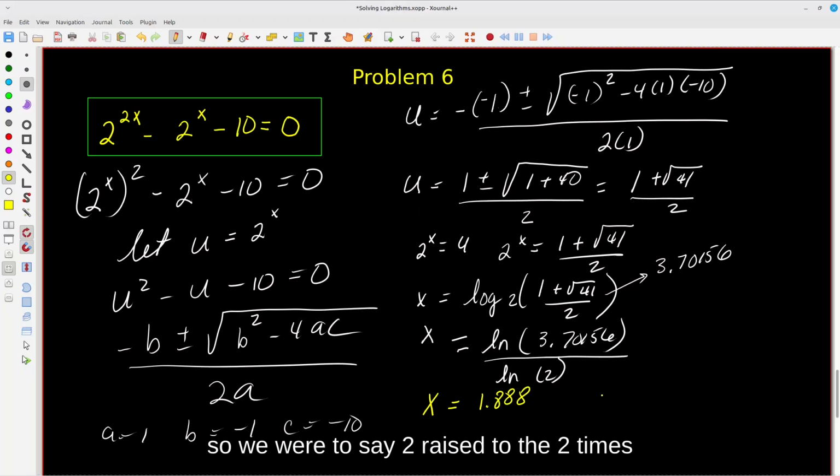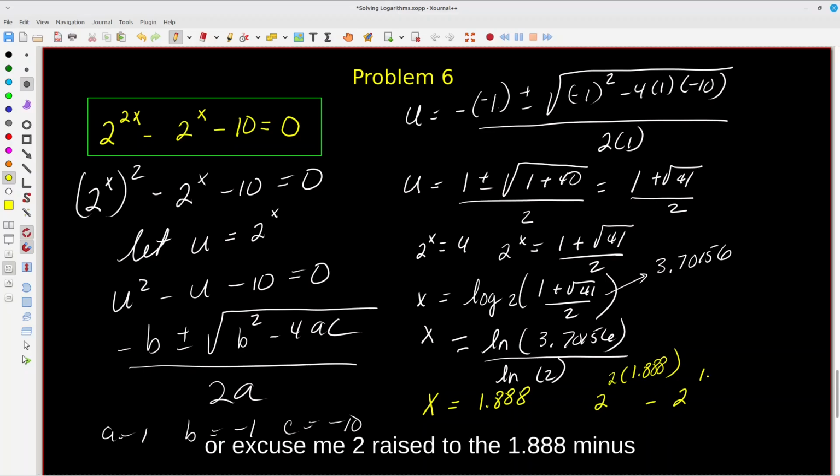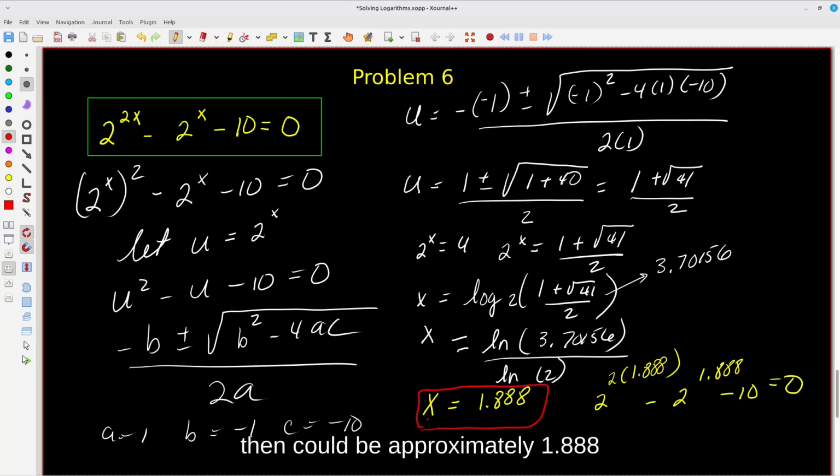So if we were to say 2 raised to the 2 times 1.888 minus 2 times, or excuse me, 2 raised to the 1.888 minus 10, it gives us 0. So a valid answer for x then could be approximately 1.888.